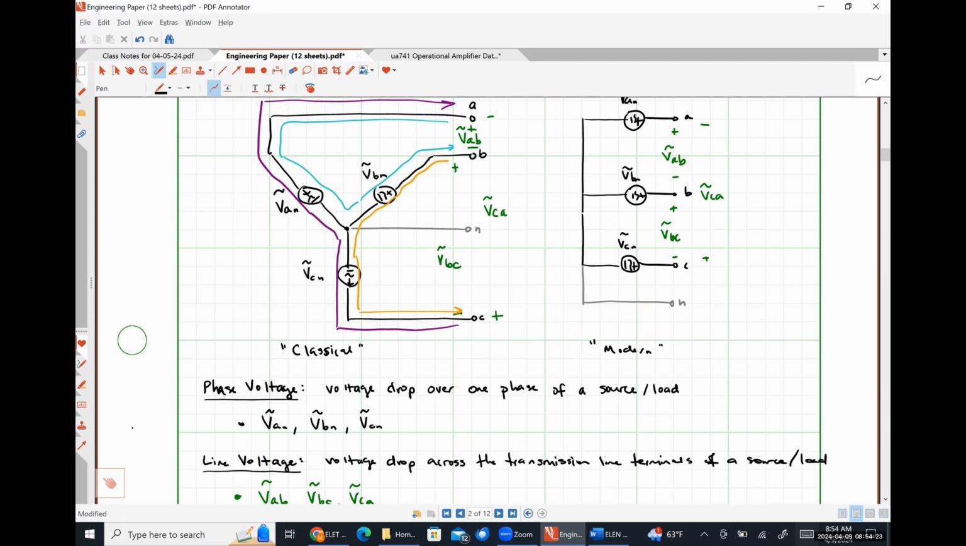Well, so it's not physically changing the phase, it's just the way that we're looking at it is going to make the math more difficult effectively.